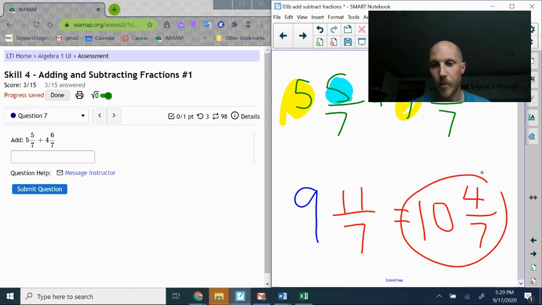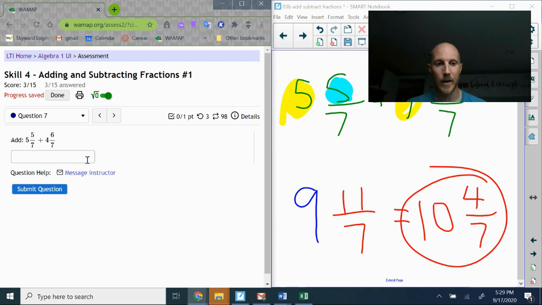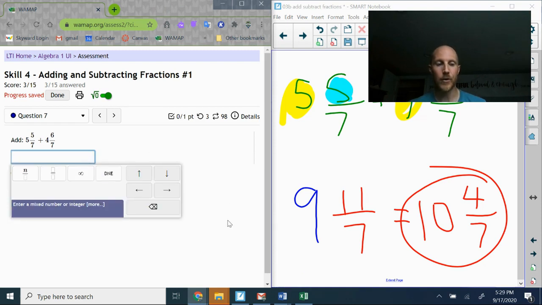So that's my fraction. In this case, the directions did not say to enter your answer as an improper fraction like the previous problem did. In fact, it says enter a mixed number or integer. I don't know why that didn't show up to begin with, but definitely showing those directions now. So 10, and then I'm going to put a space, otherwise it'll think I'm typing 104.